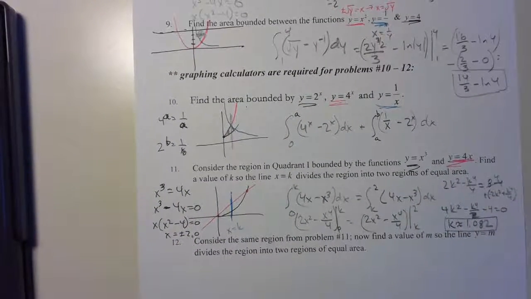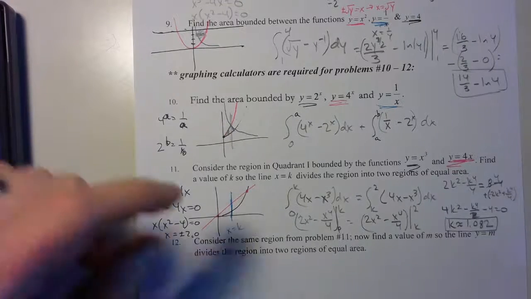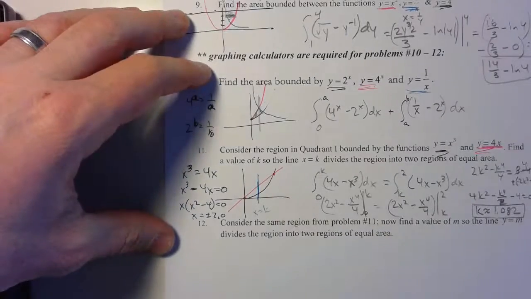Okay, last problem. Consider the same region from problem number 11. Now find a value of m so the line y equals m divides the region into equal areas. Okay, so same thing, right? Same graph.